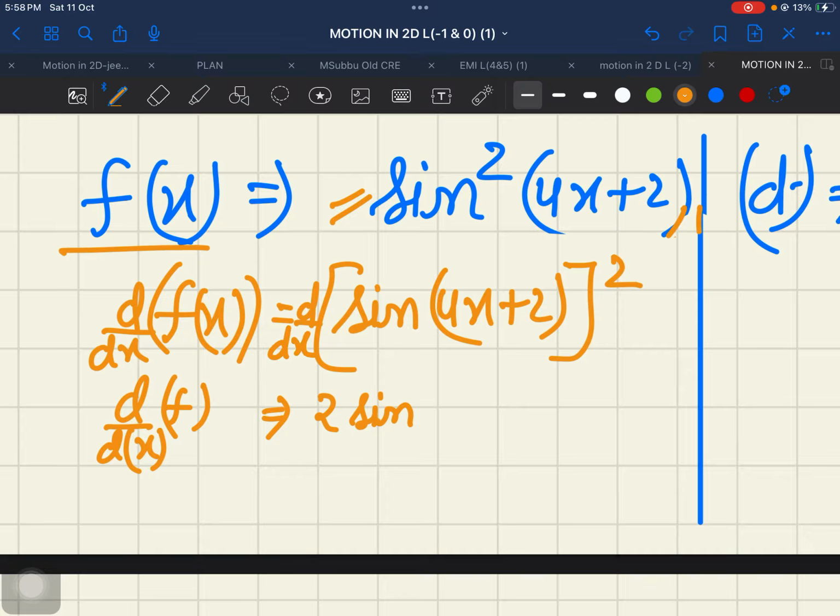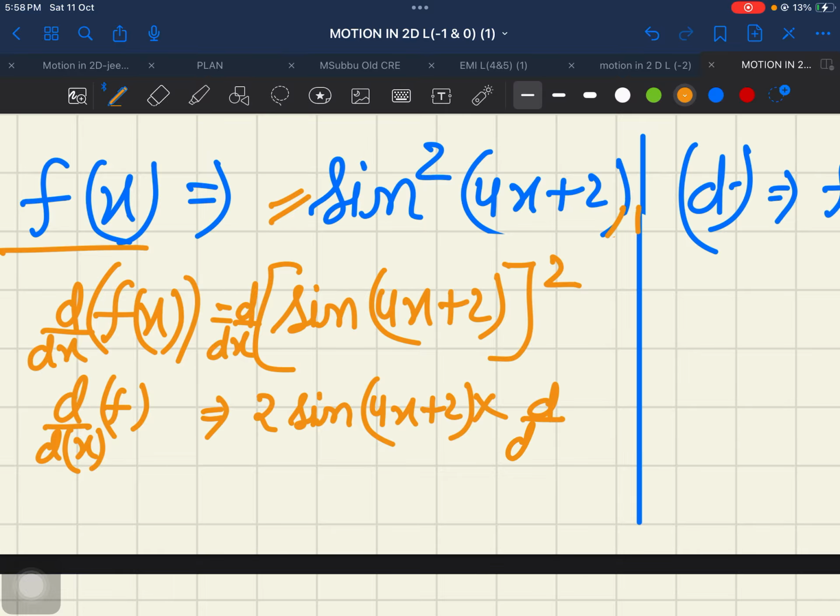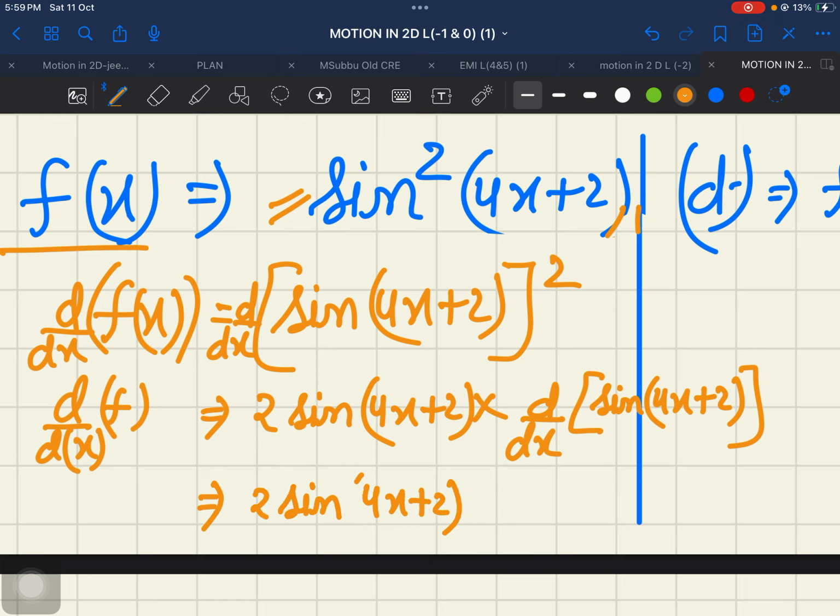Okay, so 2 times sine of 4x plus 2. Now into what you have to multiply with, the differentiation of the thing that you have considered to be x. What have you considered as x here? You have considered sine of 4x plus 2 as x. Check, everyone. Is that clear? Very good. So now this time, this 2 sine of 4x plus 2, into the differentiation of sine (4x plus 2) is, now this time you have to consider this to be x, so that the differentiation of sine x is cos x, as we have done previously, right? So it is nothing but cos of 4x plus 2.